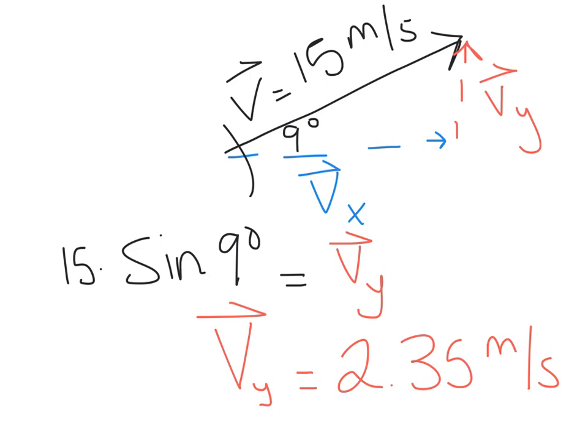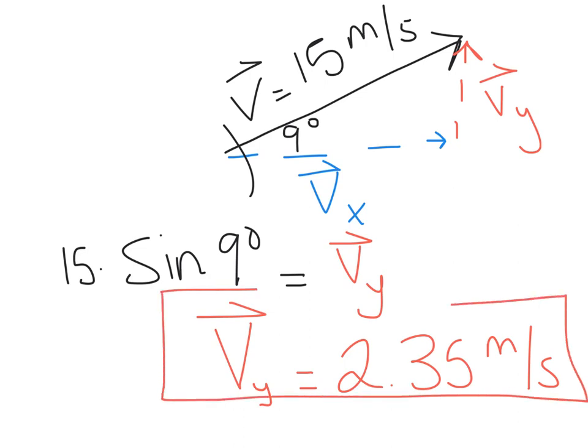Now again, don't allow the units to throw you off too much. We're just going to treat this as any other vector. We'll talk about the units as we move forward. But in general, that is how I would go through and solve for the y component of my velocity, using the angle that I was given, as well as the hypotenuse.